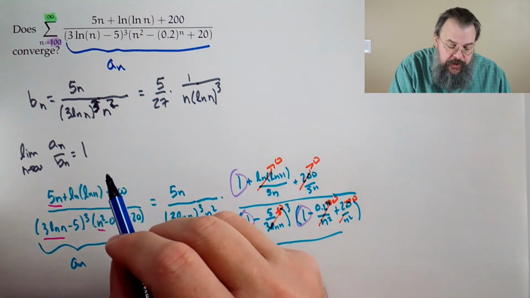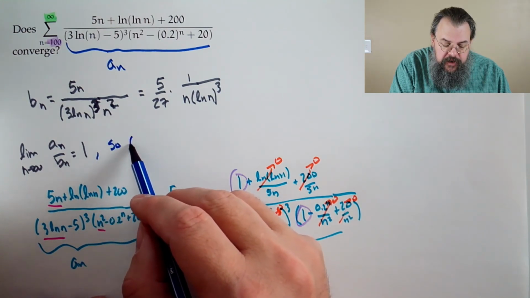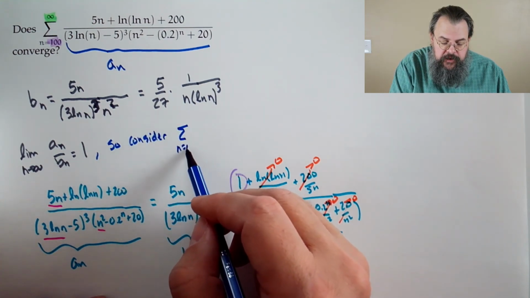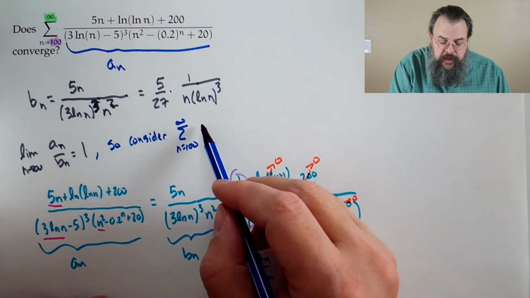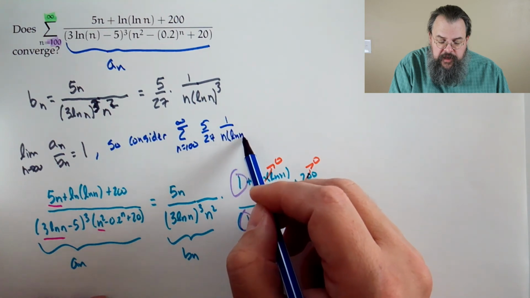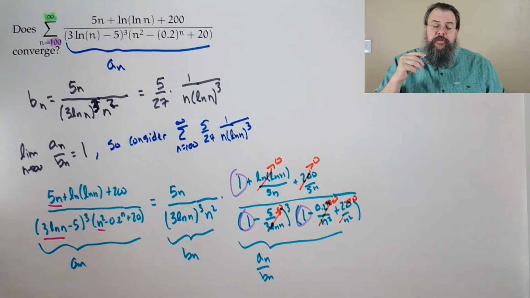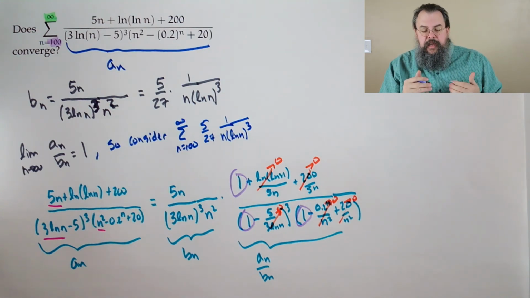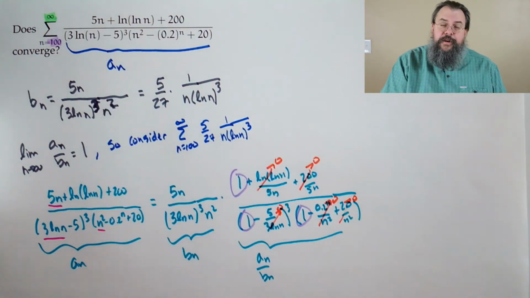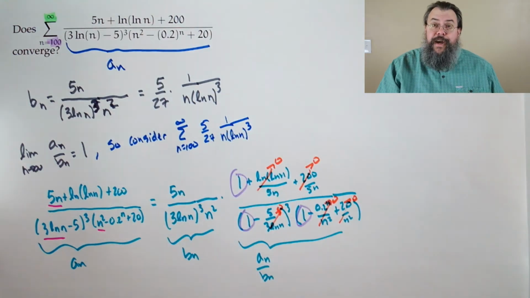Now, what can we conclude? Well, we need to consider the following sum. The sum from 100 to infinity, and the constant doesn't really matter. What really matters, of course, is this n over log n cubed. That's going to determine it. So we've come to the point where if this sum converges, our original sum converges. And if this sum diverges, the original sum diverges.